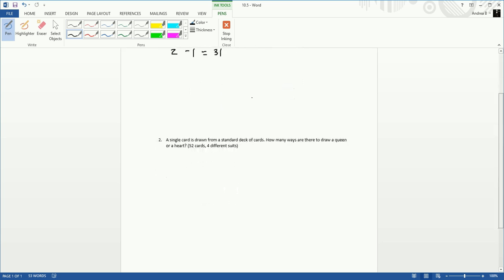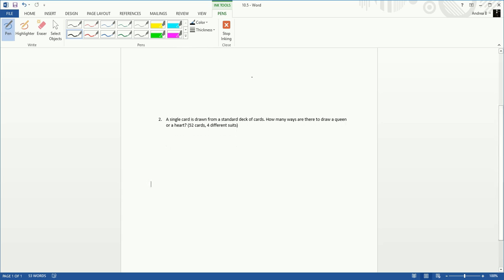For the next one, we have a single card is drawn from a standard deck of cards. How many ways are there to draw a queen or a heart? So first of all, standard deck of cards, there's 52 cards, 4 different suits. The suits are hearts, clubs, diamonds, and spades. So you have 4 different suits.